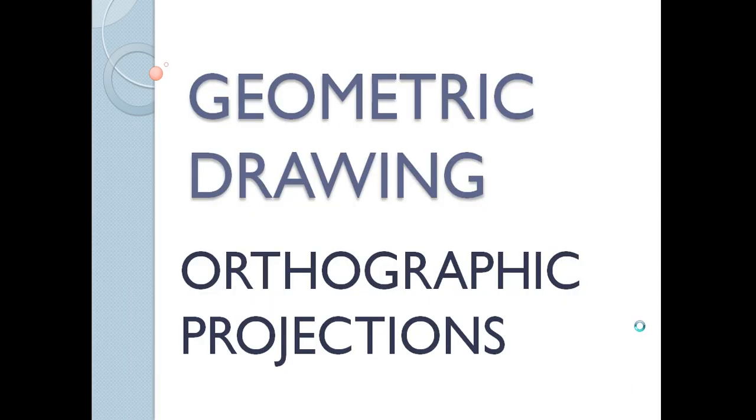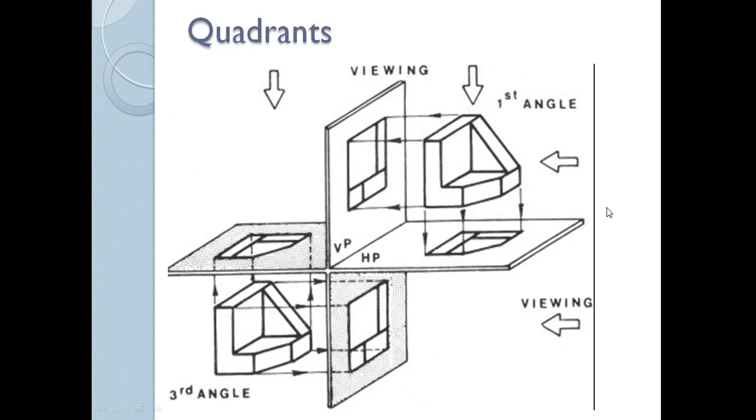Orthographic projections. An orthographic projection shows an object in simple two-dimensional views. Objects are held in one of four quadrants. For the purpose of this course, we deal with the first quadrant and the third quadrant.